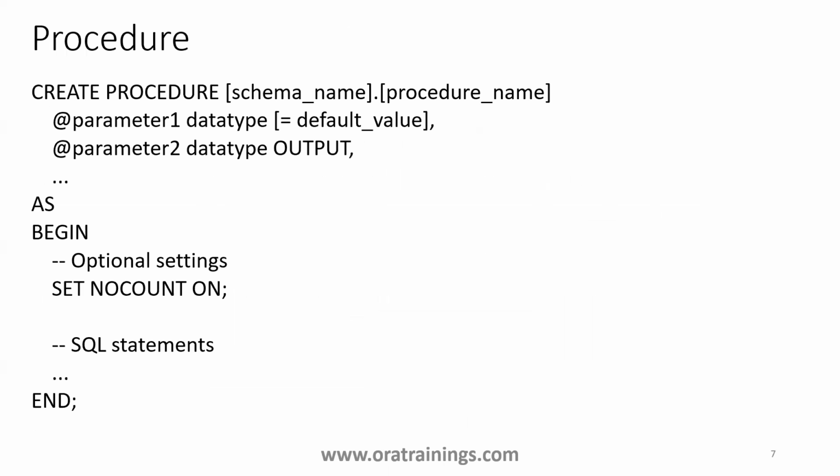The first thing is, what is the syntax of a procedure? You mention create procedure followed by the schema name, then the procedure name, followed by the at sign, the parameter, and its data type. You can mention a default value, and you can mention whether it's an out variable. If not, by default it is an in variable. Then the as keyword followed by begin as well as end. So this is the initial syntax or skeleton of a procedure.